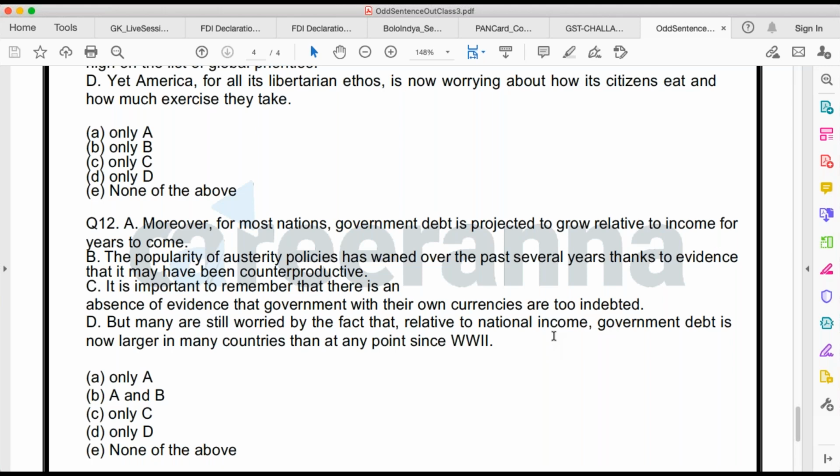When I say that the popularity of something has waned, but it has ended up being counterproductive, that means the popularity has increased, or say the positive impact for the government has increased, because the waning popularity has actually been counterproductive. That means it has worked good for the government.